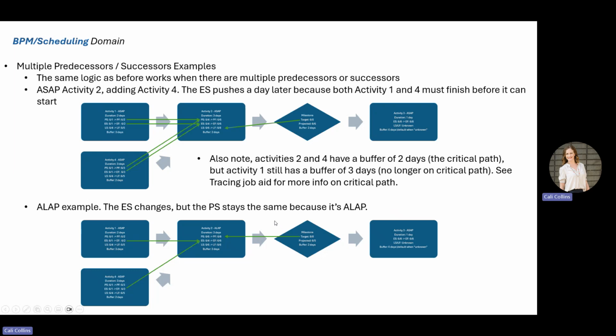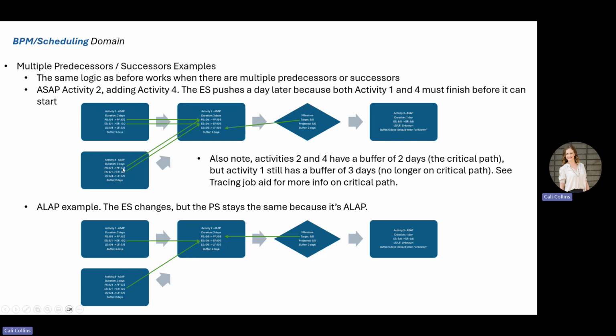So now let's step it up again and take a look at a multiple predecessor and successor example. The same logic we had before still works as long as you understand the logic, even when there are multiple predecessors and successors. For this one, we have as soon as possible activity 1 and activity 4 both going into as soon as possible activity 2. Because, as we understood previously, an activity cannot start until all of its predecessors are completed so that it's constraint-free.